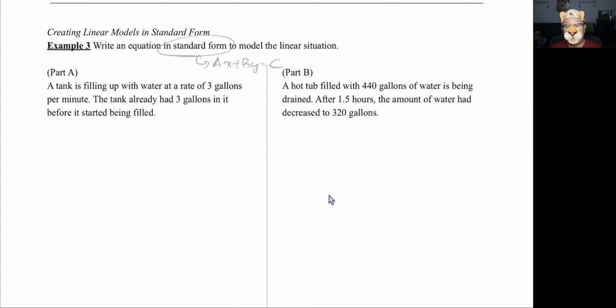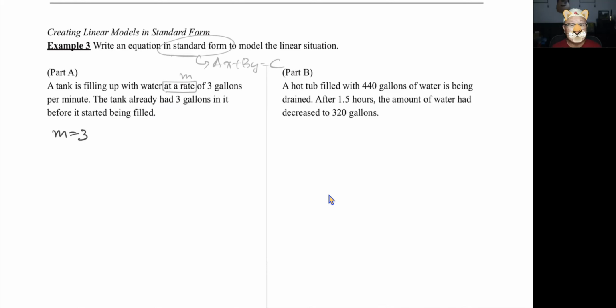Let's read part A together. A tank is filling up with water at the rate of 3 gallons per minute. The tank already has 3 gallons in it before it starts being filled. The word rate, what does that remind you of? If you said slope, you're correct. Because of that, my slope is equal to 3. And here, the tank already has 3 gallons in it before it gets filled. 3 gallons already exists.